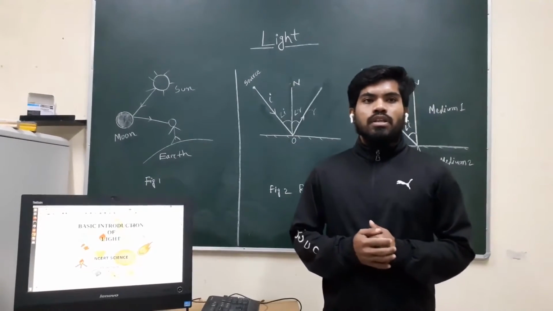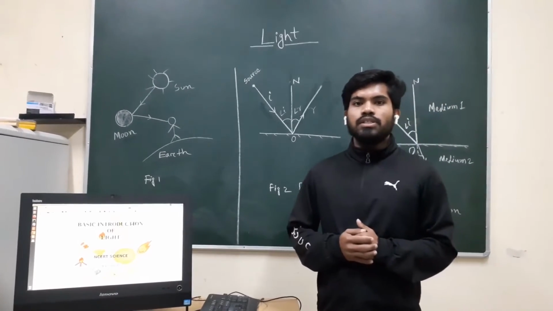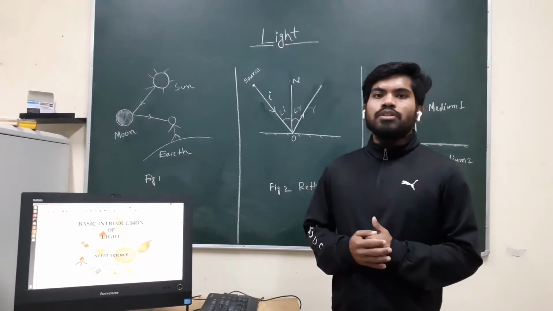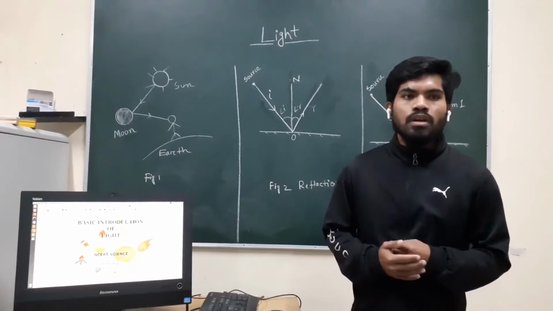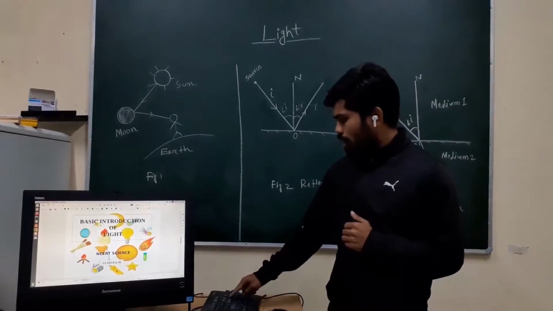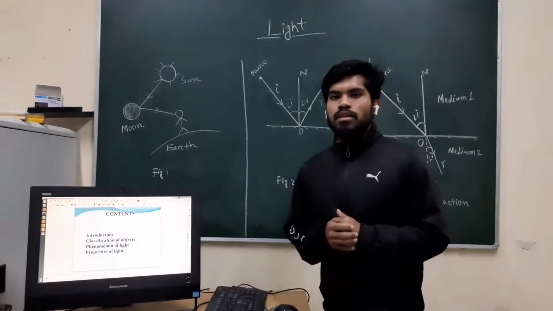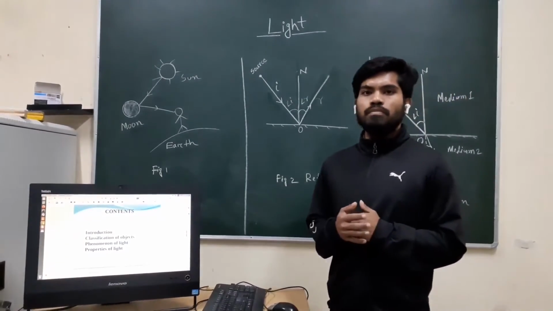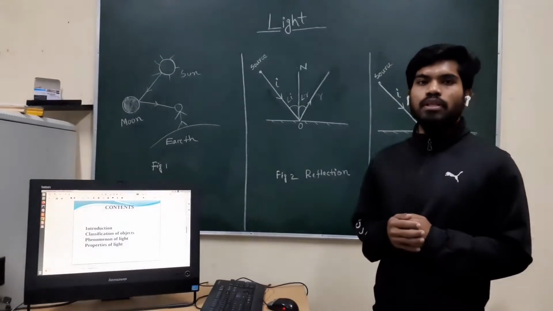Now let us start our topic. The topic of today's discussion is light. This is an important topic because it is correlated with class 10 and 12 also. To discuss this topic I have made some contents. First, we are going to see the introduction of light, then the classification of objects, then some phenomena of light, and at last the properties of light.